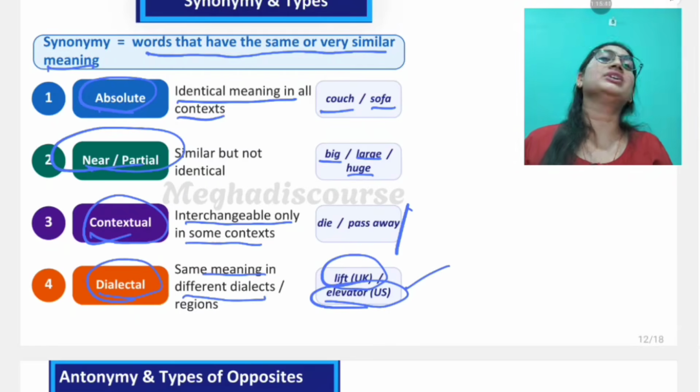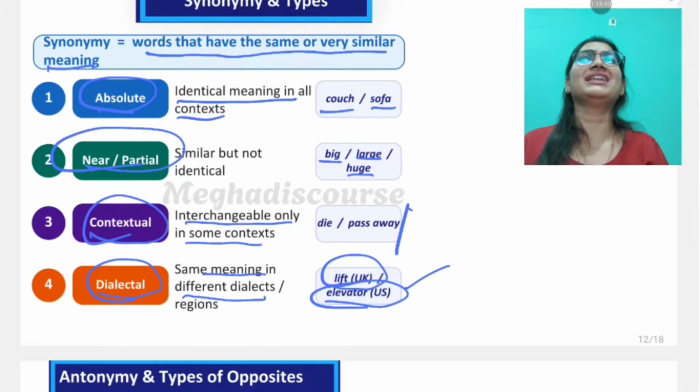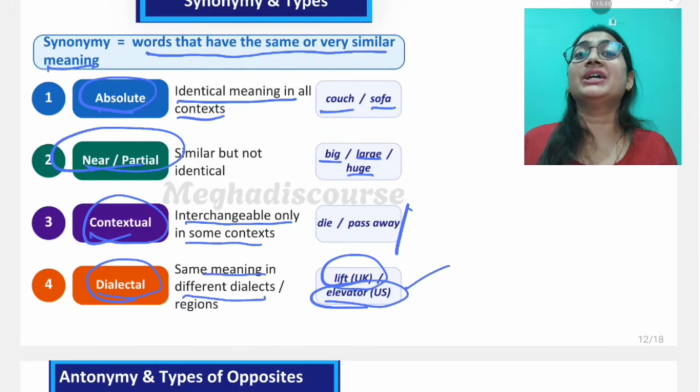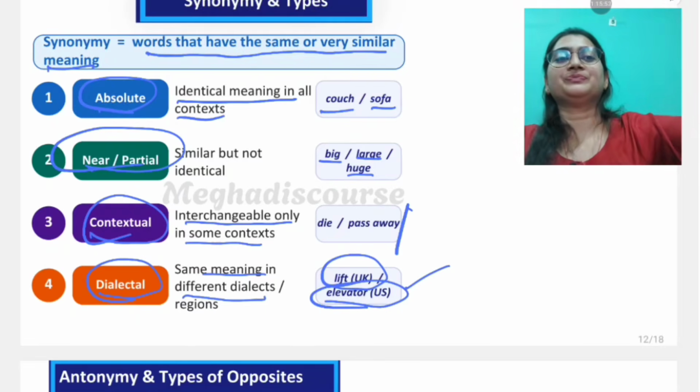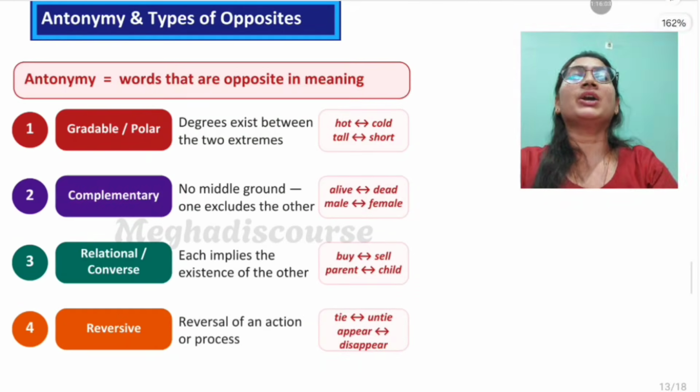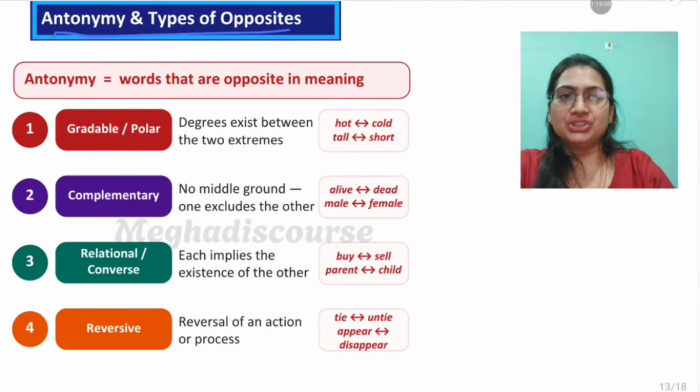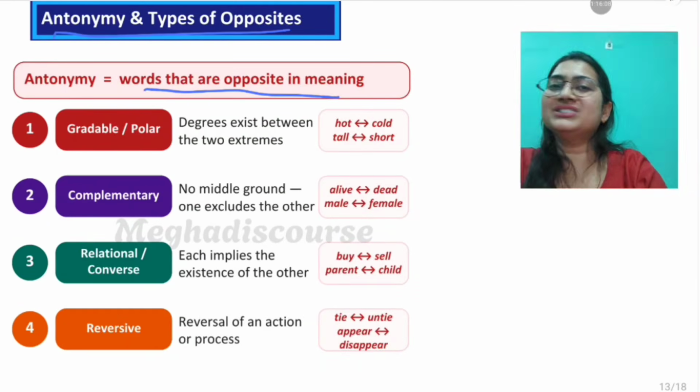Johnson, while writing the dictionary in 1755, said that no two words have identical meaning. We use them for our convenience, but no two words have similar meaning. Okay, so let's move to antonymy, types of opposition. Antonymy is words that are opposite in meaning.